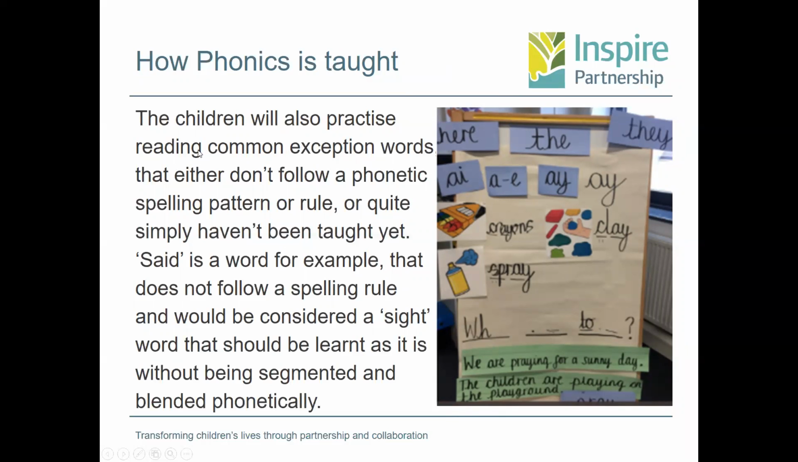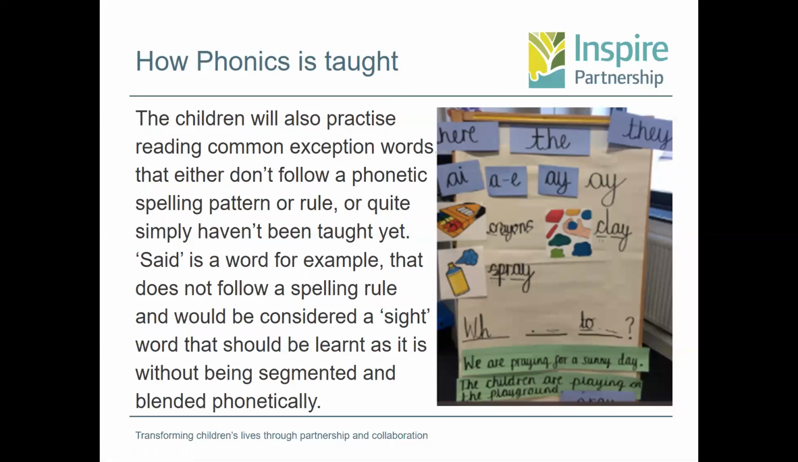The children also practice reading common exception words. These are words that either don't follow a phonetic spelling pattern or rule, or they just quite simply haven't been taught yet. Said is a word, for example, that does not follow a spelling rule, and it would be considered a sight word that would be learned as it is, without being segmented and blended phonetically. So you wouldn't learn to sound this out. You wouldn't say s, a, i, d, or s, a. You just say said. When you see it, it's a sight word, it's said.